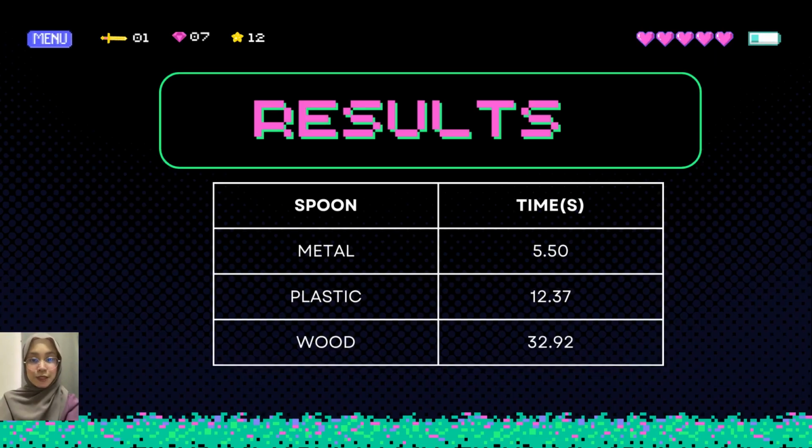So this is our experiment result. For the metal spoon, we get 5.5 seconds for the butter to melt. For plastic, we get 12.37 seconds. And for the wood, we get the longest time taken, which is 32.92 seconds.